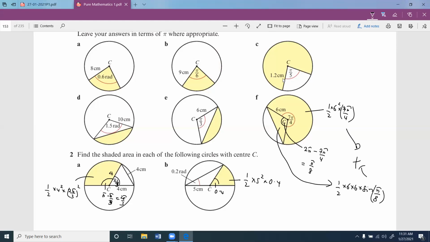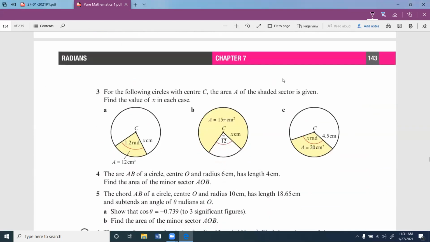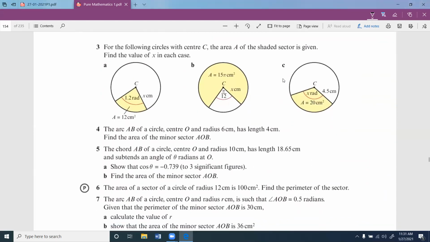If you forget this, just refer to this video again and try to catch up on these things. For the following circle with center, the area of the shaded region is given; find the value of x. Here, simply you can write for this question: 12 is equal to half r squared x squared into 1.2.